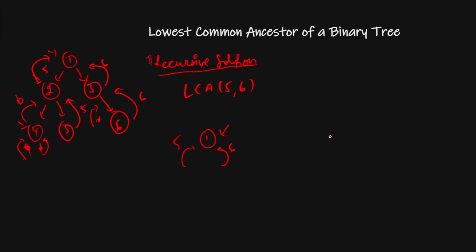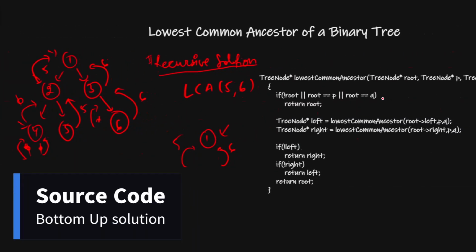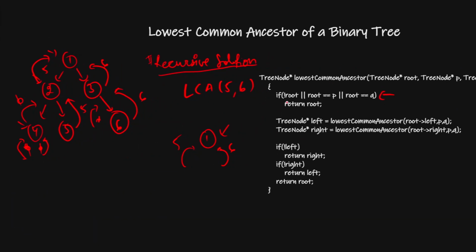So let's see the code. What we are doing here is, if our root is null, or our root is p, or our root is q, in that case we will return that root. If there are many more nodes, we will not go there. We find our node, and the parent will be above, not below. So we do not need to go there. Once we get our p or q, we will return that.